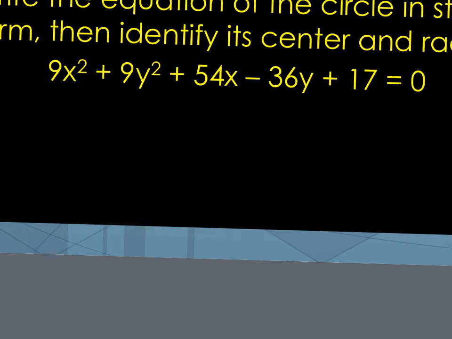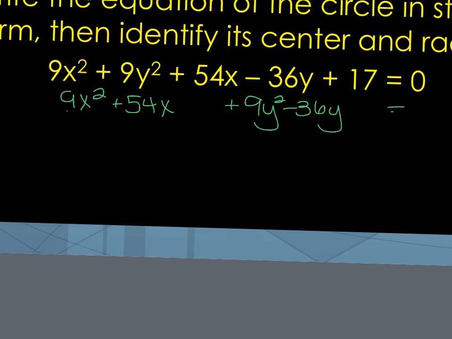The first thing I'm going to do is group together my x's and my y's, and bump the 17 to the other side. Now this time there's something attached to both the x and the y. Yesterday we did it when we got to parabolas, but this is happening now. So I have to get rid of that. I either have to factor it out of the individual pairs, or what's another option I could do?